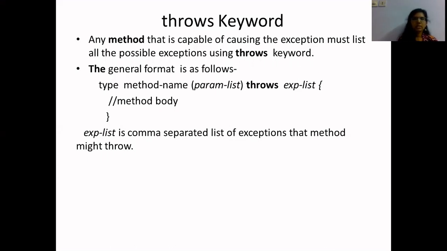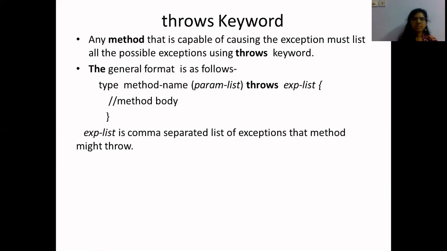So here there is no transfer of control. The method is just declaring, because it is incapable of handling the exceptions that are generated inside the method body. So it declares itself that these are the exceptions it is throwing. And it is the responsibility of the caller to handle the exceptions.